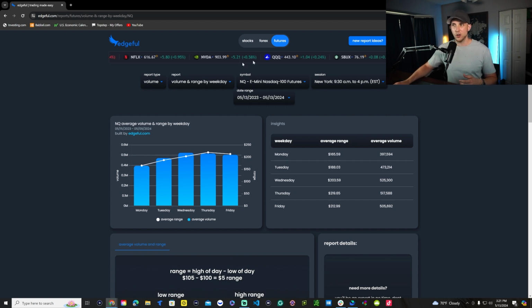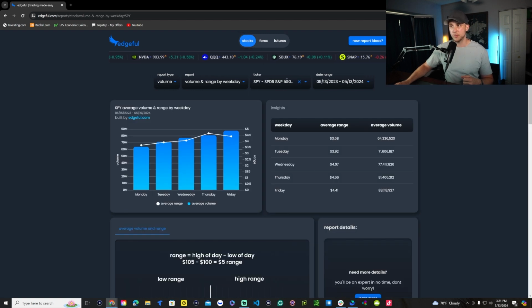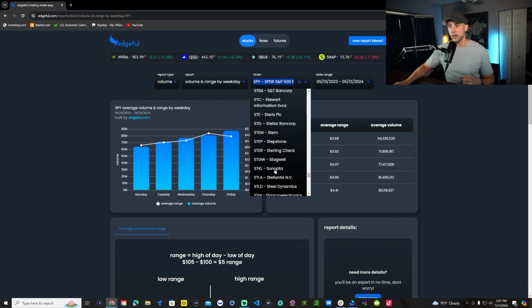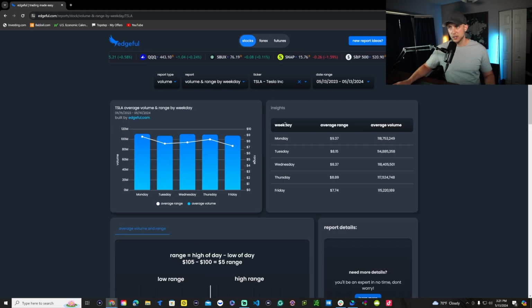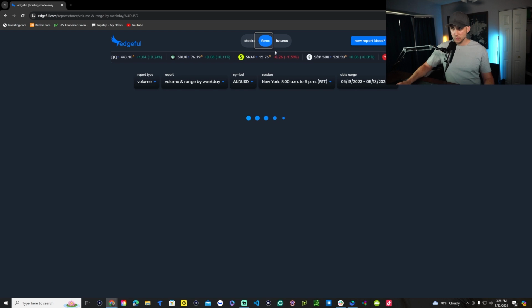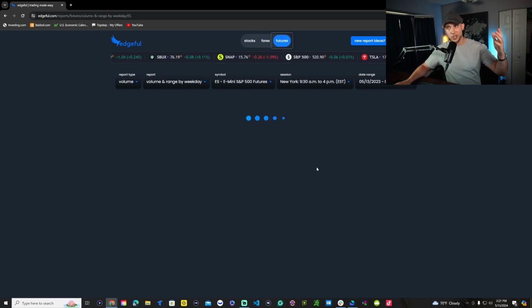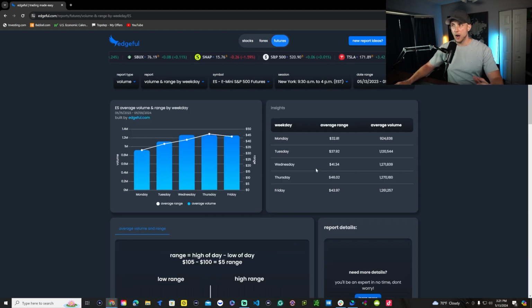So what you're looking at, they have a bunch of different tickers up here that are just scrolling across the screen. Really cool. You can go into stocks and you can choose basically any stock, ETF, whatever you want. If you want to search up Tesla, bang, you can go on Tesla and get a whole bunch of data points on Tesla, choose your date range. They have Forex and they also have futures. For this video, since I trade futures, I'm a futures day trader, I'm going to go over the futures side of things. But obviously, you play around with this tool, you can choose whatever you want.